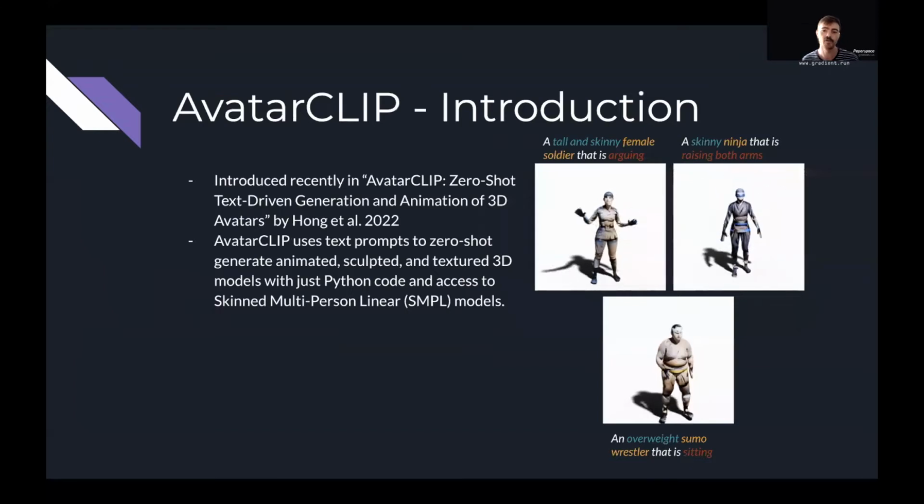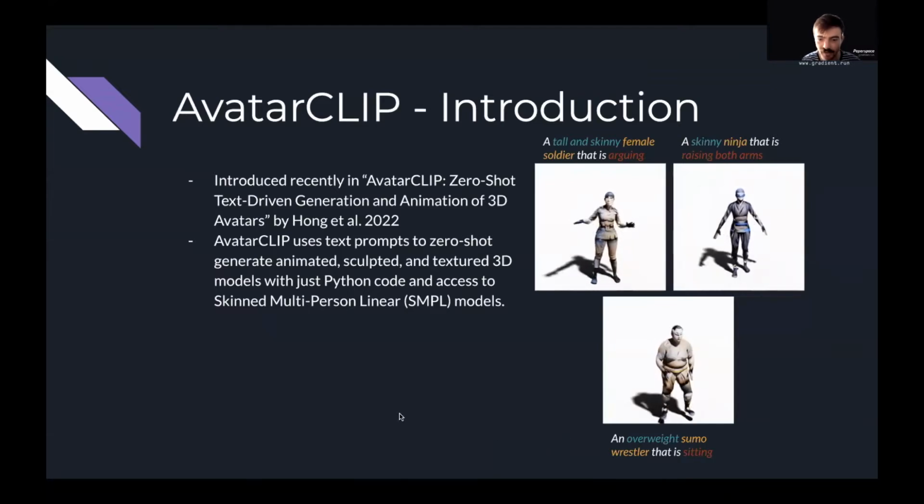So AvatarCLIP was introduced very, very recently. In fact, the paper is set to technically release in, I believe, July. The paper was originally titled AvatarCLIP: Zero-Shot Text-Driven Generation and Animation of 3D Avatars. And what it functionally does is use text prompts to zero-shot generate animated, sculpted, and textured 3D models with just Python code and access to skinned multi-person linear models. Those are the 2 prerequisites for running this that you absolutely need. You need to be able to run this with Python and to use SMPL.